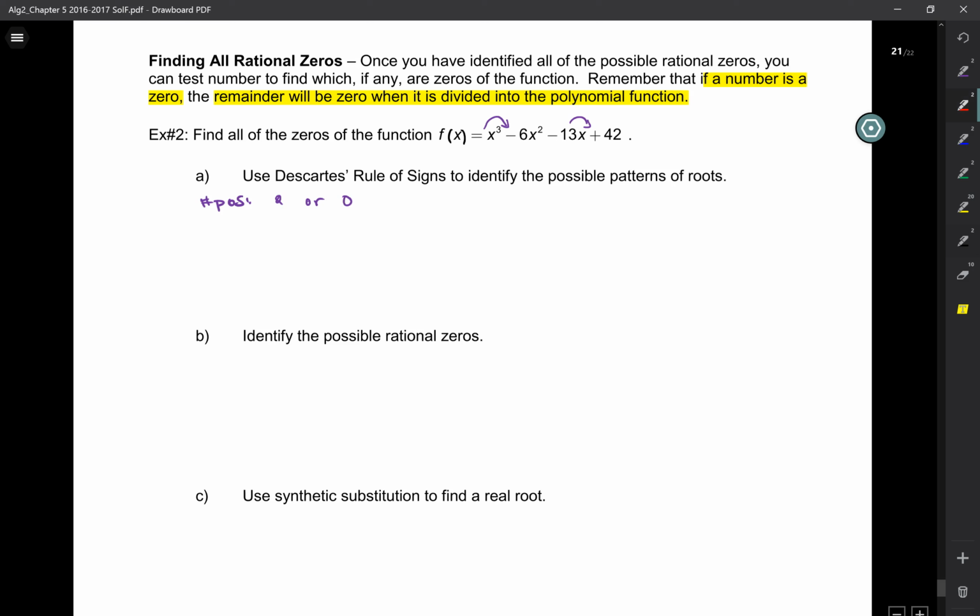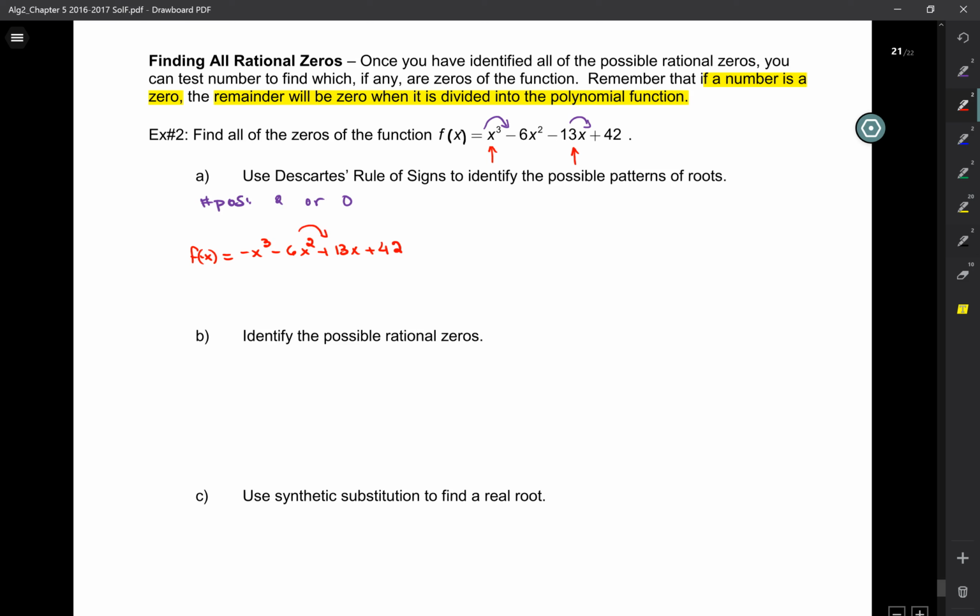And now let's find f of negative x. For f of negative x, which ones are going to flip sign? The x cubed and the 13x, right? So negative x cubed minus 6x squared, positive 13x plus 42. How many times does this change sign? Just once. So the number of negative zeros is just 1.